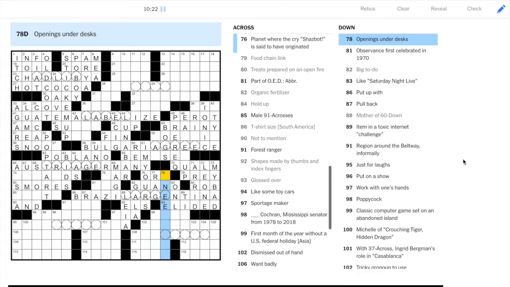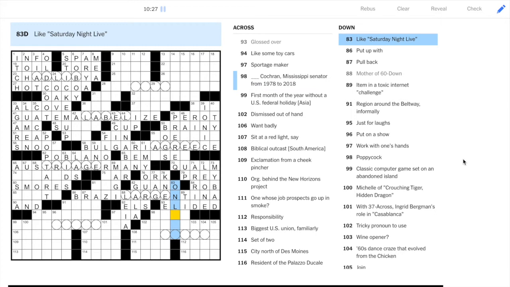Okay, openings under desks. Well, I think it's going to start with knee, because knee clearance is always an issue when sitting at a desk. Like Saturday Night Live. So this is on, and then something with L. Well, it's not going to be on live, because live is already in the title. So how about on late?